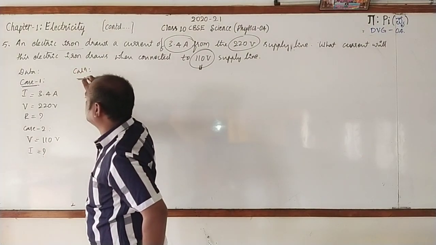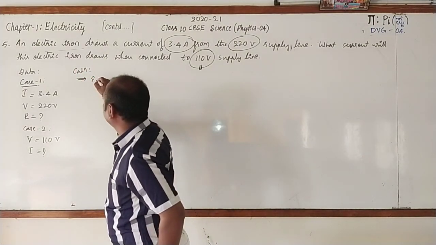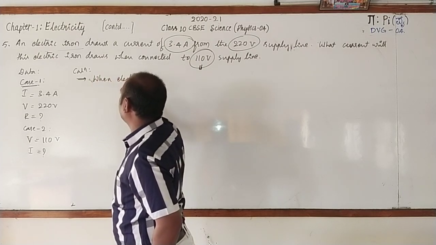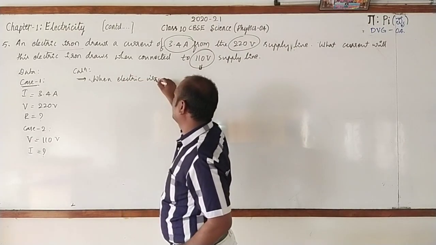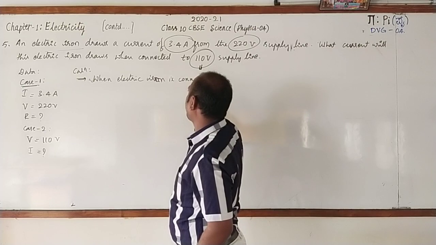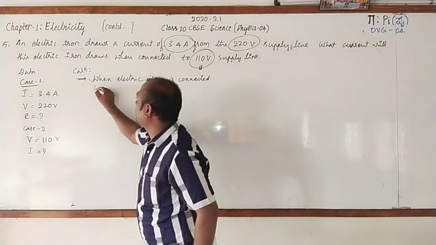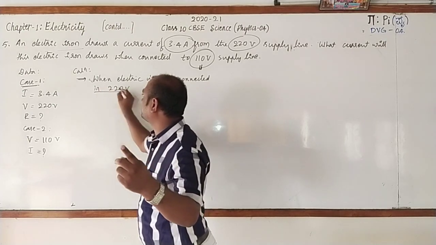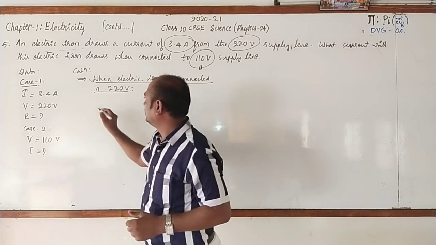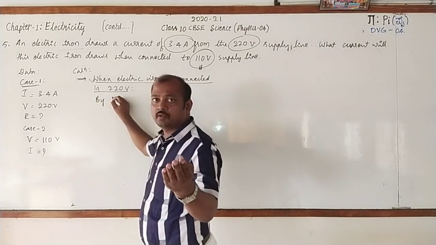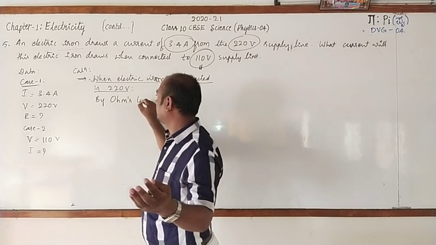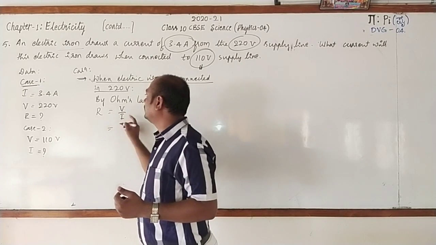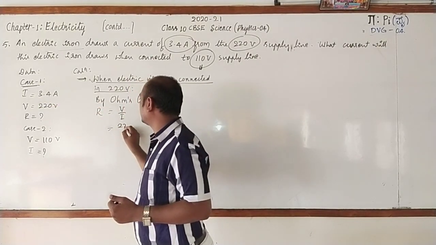In the calculation, first case, what is that? When the electric iron is connected to which supply line? First case, it is the 220 volt supply line. Let us go for this. Here by using which law? It is Ohm's law. According to this, how do you write R? R is equal to V by I. Then what is V? V is 220.